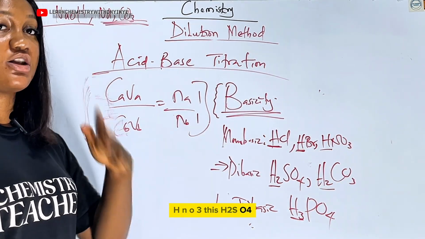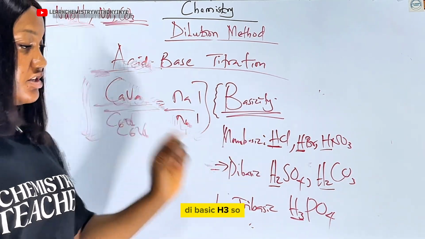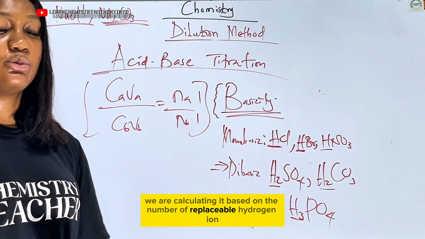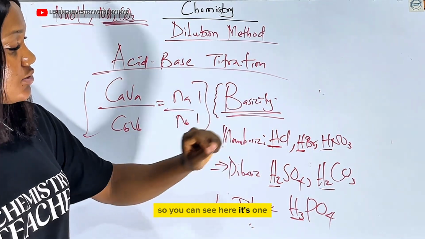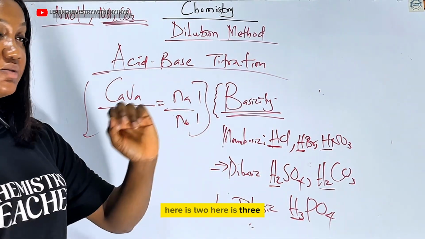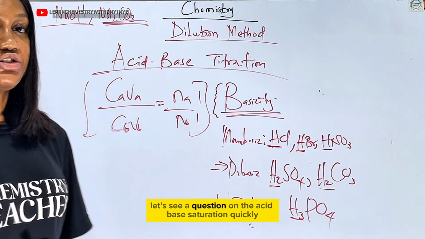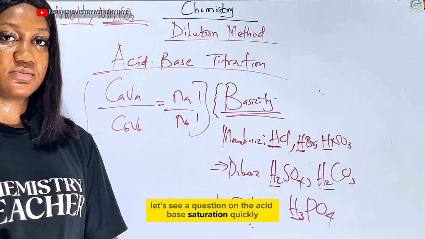H2SO4, H2CO3, dibasic, H3 tribasic. So we are calculating it based on the number of replaceable hydrogen ions. So you can see here it's 1, here it's 2, here it's 3. I hope you got this. So having known this, let's see a question on the acid-base titration quickly.